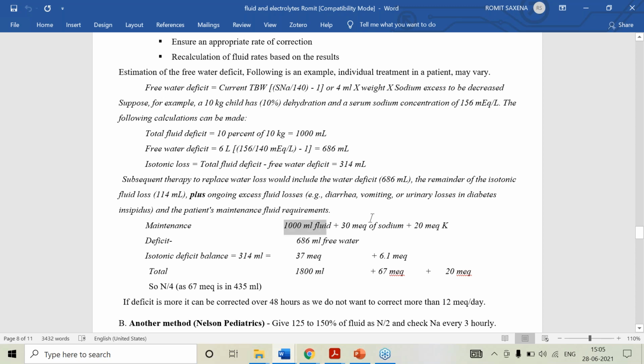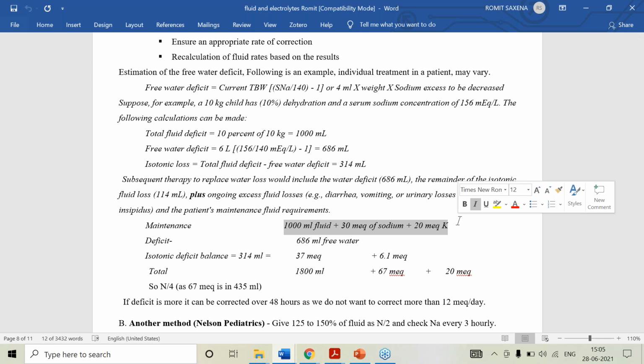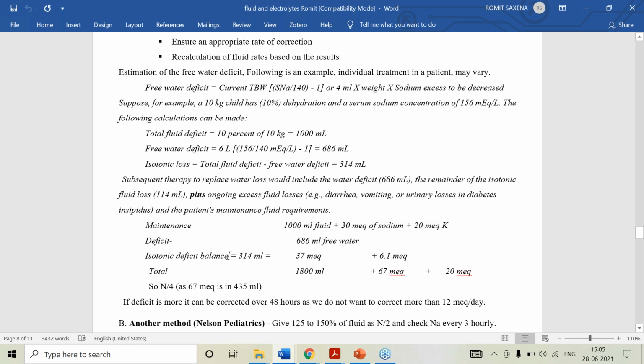Maintenance, you guys know already, for a 10 kg child is 1000 ml, and the normal requirement of sodium is 3 milliequivalents per kg, so 3 into 10 is 30. Normal requirement of potassium is 2 per kg, so 2 into 10 is 20. We know the deficit of water is 686, and the isotonic or solute deficit is 314. Fine, and this needs an amount of sodium, and this needs an amount of potassium which needs to be administered.